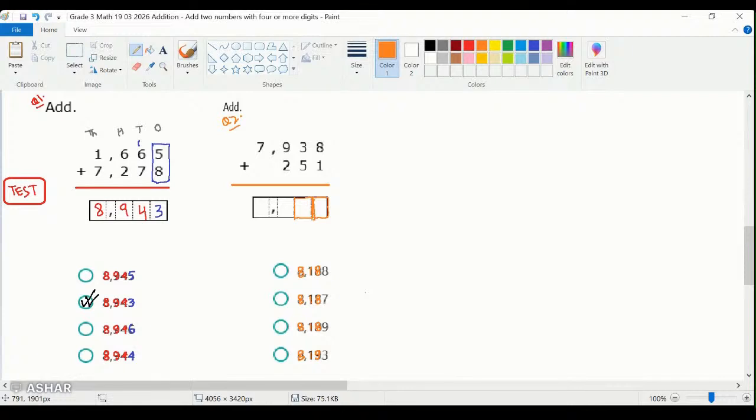May and Precious and Semi, let's confirm. 8 plus 1 is 9. So it needs to end with a 9, right? There is no other option ending with a 9. This was ones, tens, hundreds, and thousands, right? So if it ends with a 9, option C is the correct answer. Okay, let's have a look at another example.